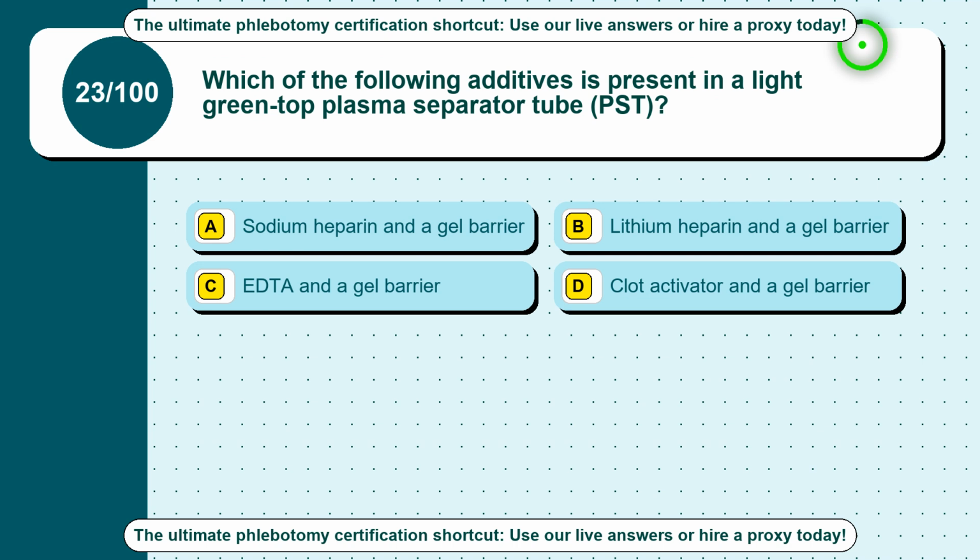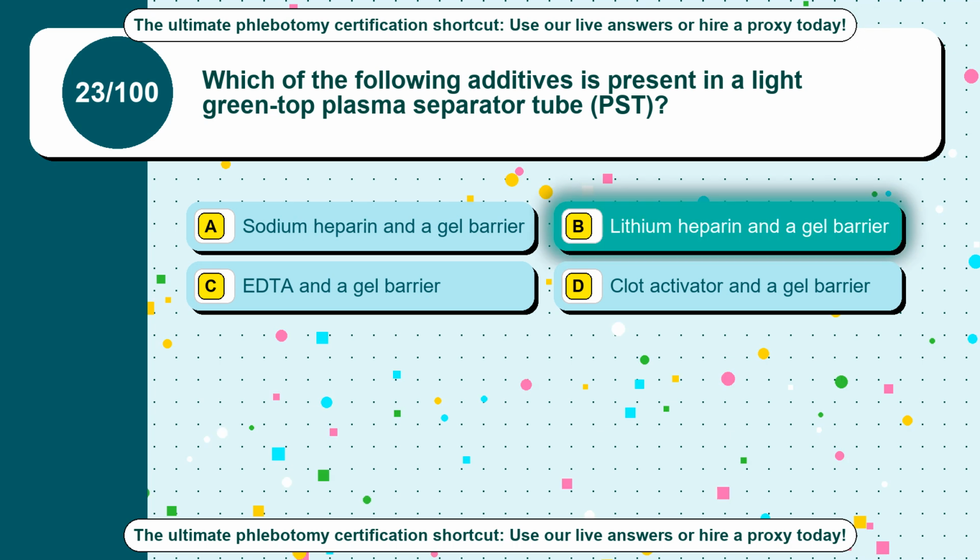Question 23. Which of the following additives is present in a light green top plasma separator tube, PST? Option A, sodium heparin and a gel barrier. Option B, lithium heparin and a gel barrier. Option C, EDTA and a gel barrier. Option D, clot activator and a gel barrier.